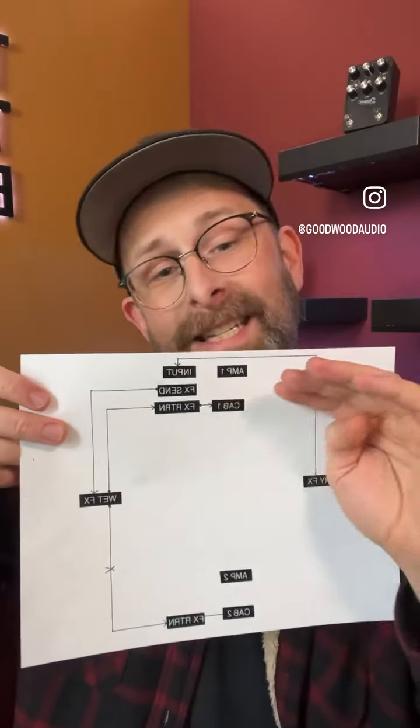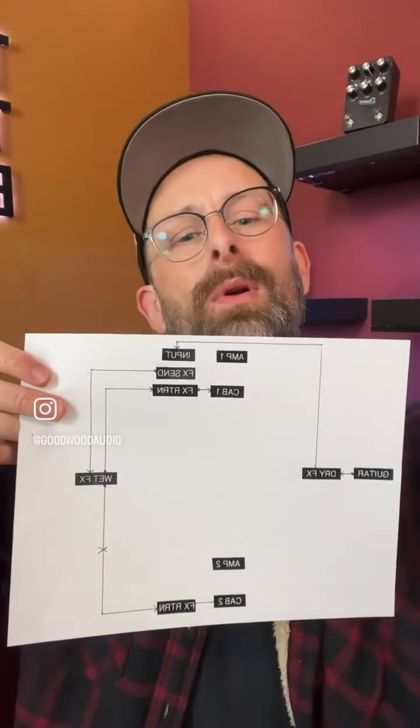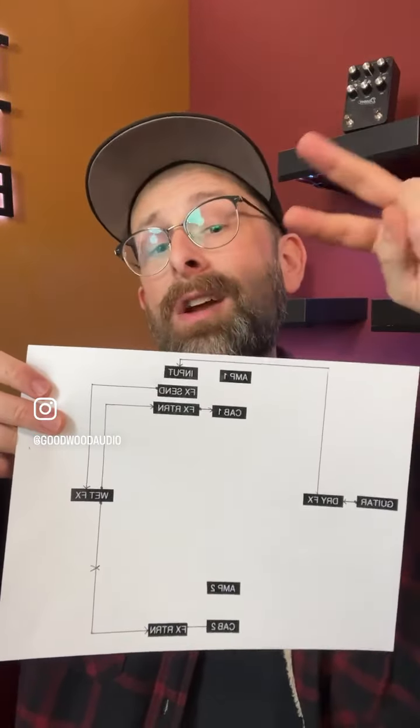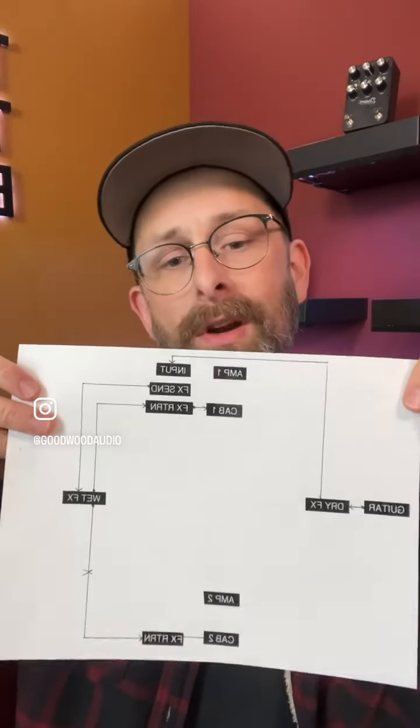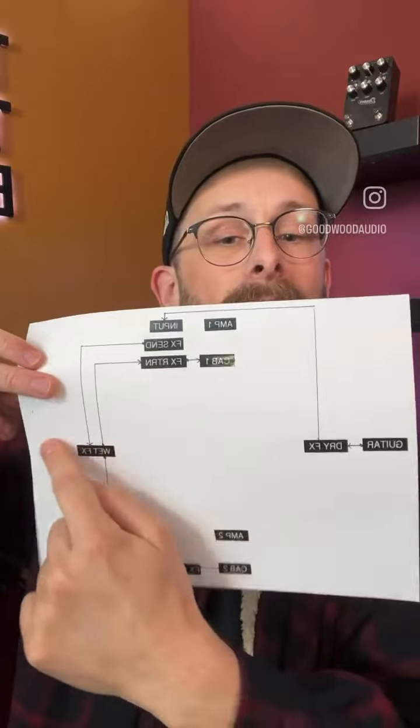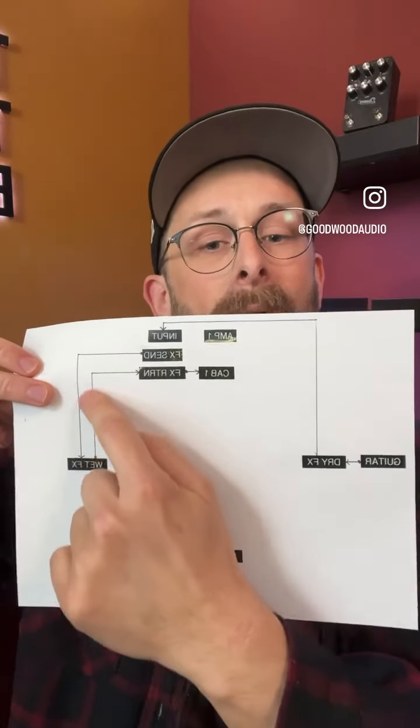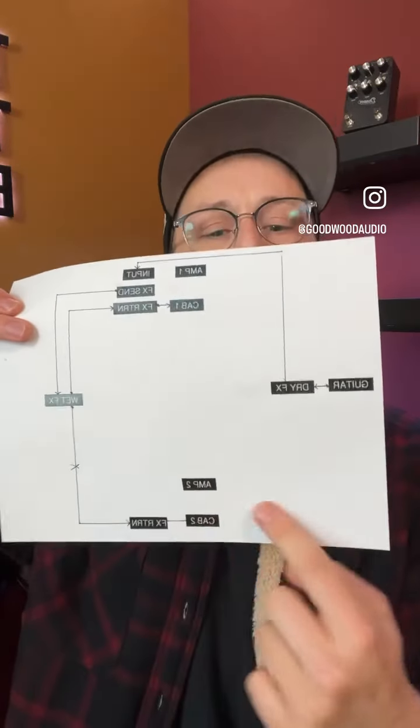Those split into stereo. So let's say you go mono into a chorus, stereo out of that chorus into a stereo delay, stereo out of that delay into a stereo reverb, and then stereo out of your last wet effect, which is the reverb, back to both amp effects returns.